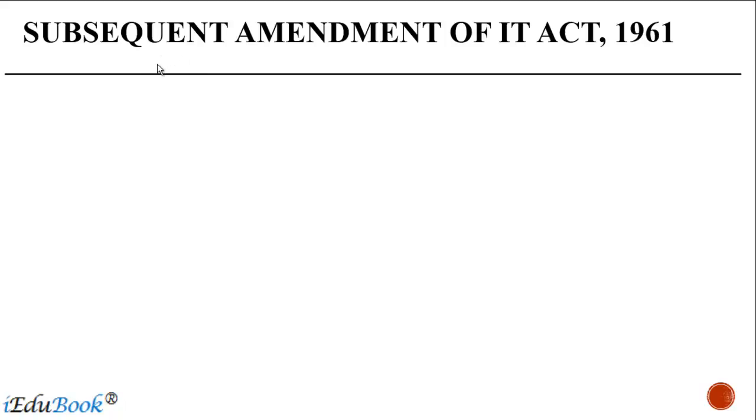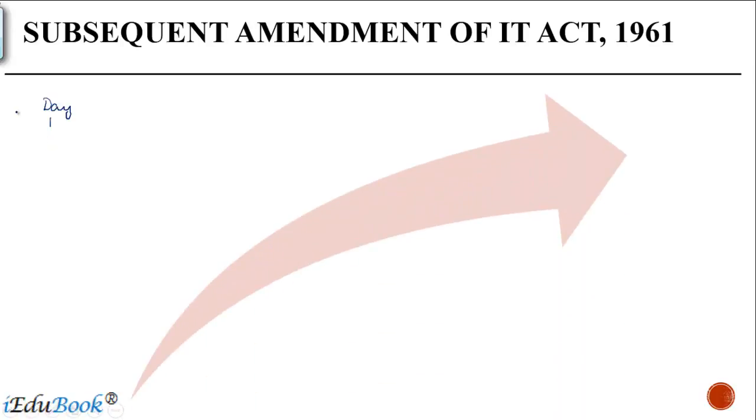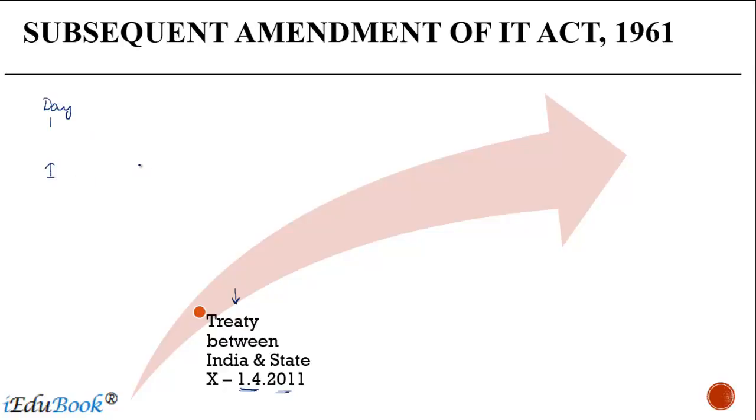Subsequent amendment of IT Act 1961. Now, what can happen is, let's say, for example, on day one, India entered into a treaty with a particular country. Okay, and let's look at the facts as well. So suppose on 1/4/2011, India entered into a treaty with state X, right? So you have India and you have X, right?